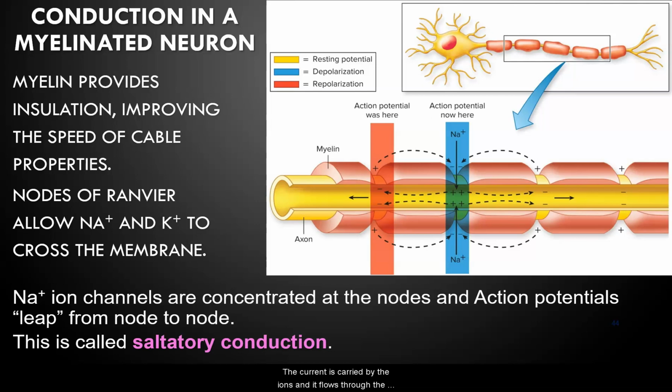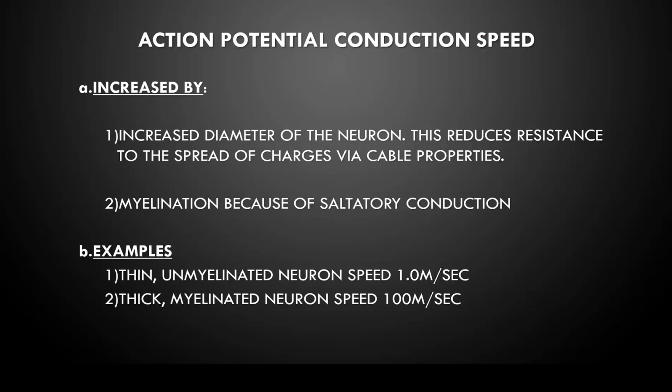The current is carried by the ions and it flows through the extracellular fluid from node to node. And so what occurs is you'll see action potentials that appear to leap from node to node. This greatly increases the speed at which signals are propagated down the line. And this also allows for the signals to be sent over greater distances without any degradation. So action potential conduction speed is increased by the diameter of the neuron, because this reduces resistance to the spread of charges, and also by myelination because of saltatory conduction.